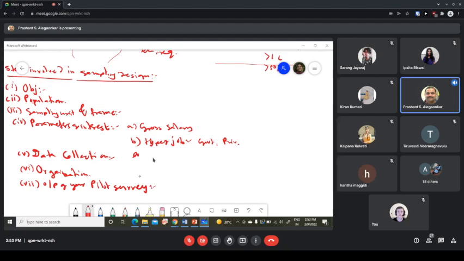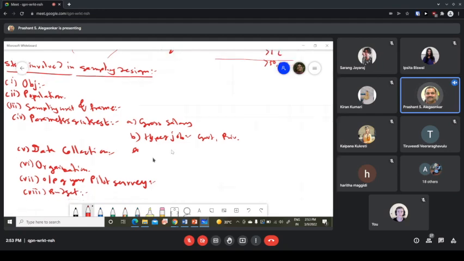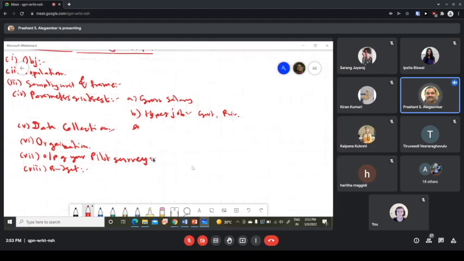And the last thing, which is very important, is the budgetary aspect. You have to propose a budget and present it towards the end: how much you spent, how much you utilized, and how much you saved. All these are important things in designing the sample.